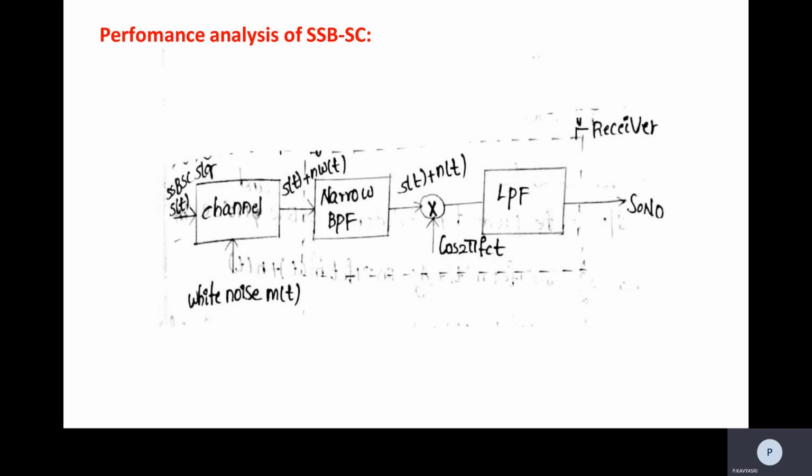It is given to the multiplier, and we are also giving cos 2 pi fct, which is a carrier signal. That multiplier output is given to a low pass filter, and finally we get the output as S naught and N naught. So it is at the receiver side. Now we will see the performance analysis.